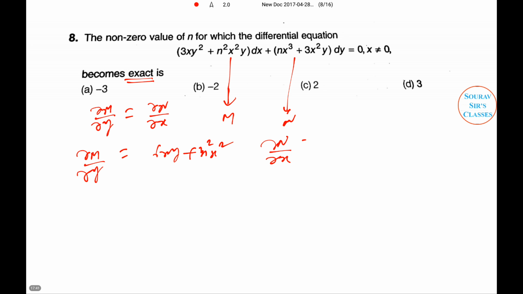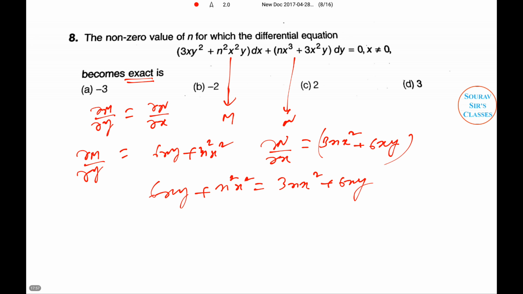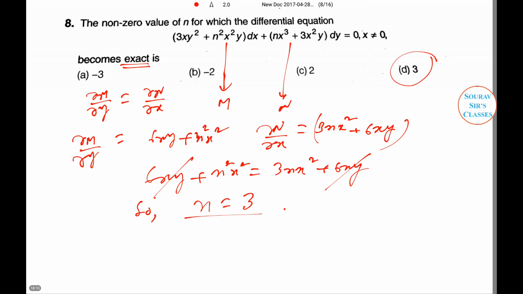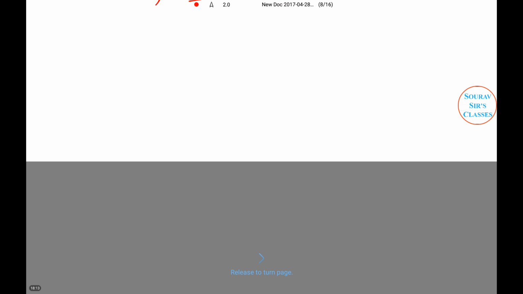So this is 6xy plus n square x square. What is del N del x? 3n x square plus 6xy. Now if these two are the same, so 6xy plus n square x square equal to 3n x square plus 6xy. So now we can solve this part easily. These two will be cancelled out and n equal to 3. So our option is D in this case. Easier one. Now we are proceeding to another question.